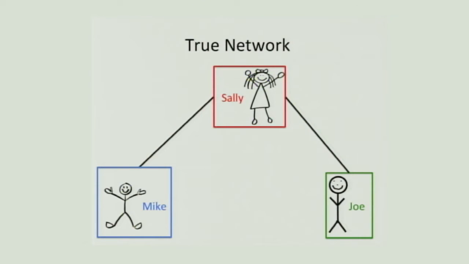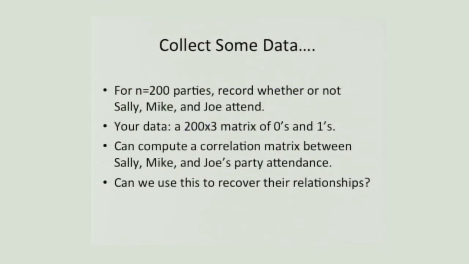So going back to this friendship example, what would we actually want to do in this case? Well, we could collect some data. We could go around to 200 different parties, and at each party we could record whether or not Sally, Mike, or Joe attend. And so then our data matrix would be a 200 by 3 data set with 3 columns, 200 rows, and each element is a 0 or a 1. On the basis of this data, we can compute a correlation matrix between Sally, Mike, and Joe's party attendance. And the question is, can we use this to recover their relationships?